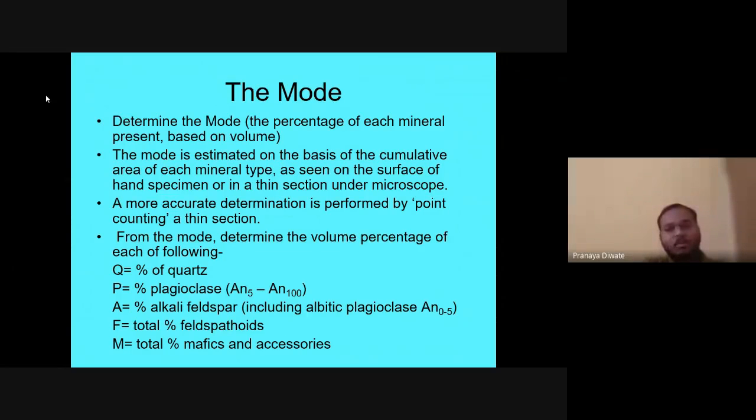Then a more accurate determination is performed by point counting in thin section. From the mode, determine the volume percentage of each of the following: that is quartz for this one, plagioclase for this one. So you have a different kind of mode of the occurrences.